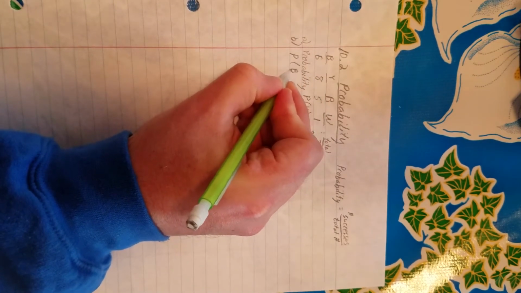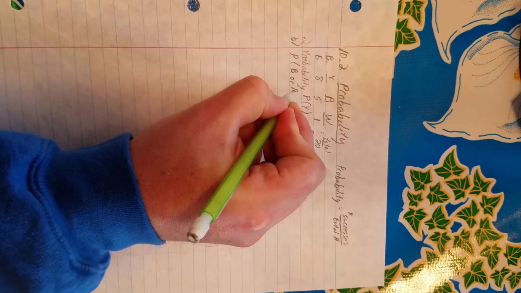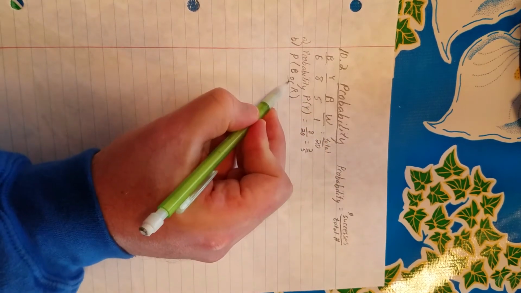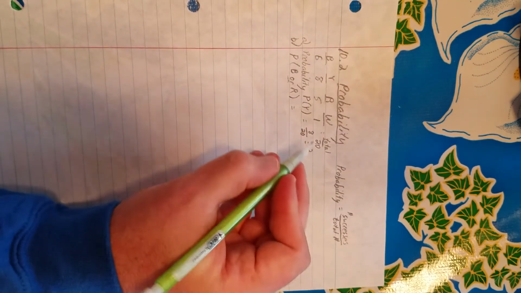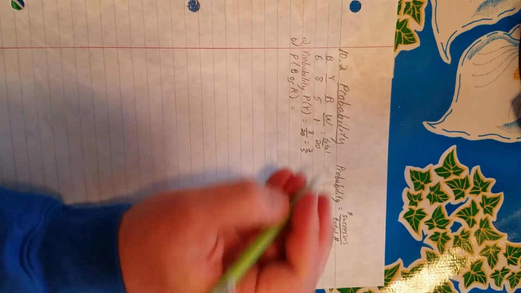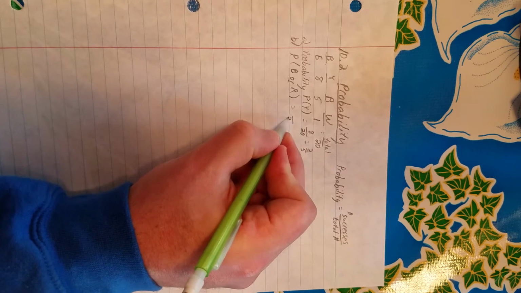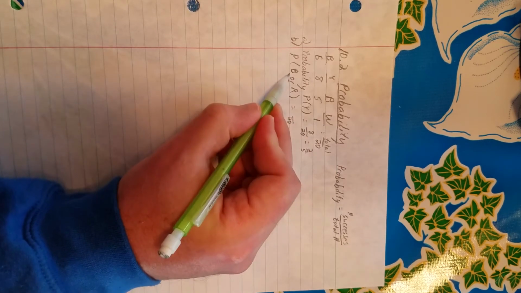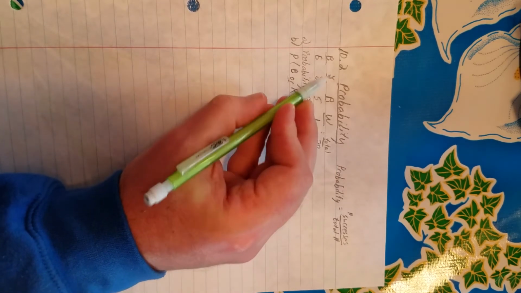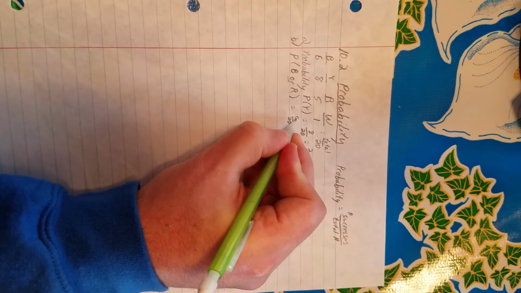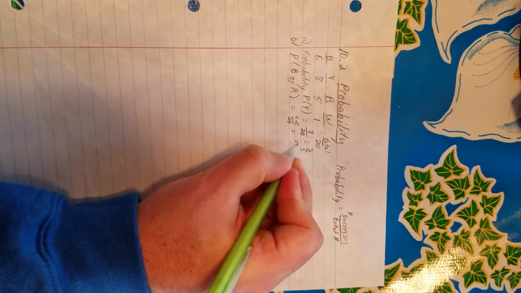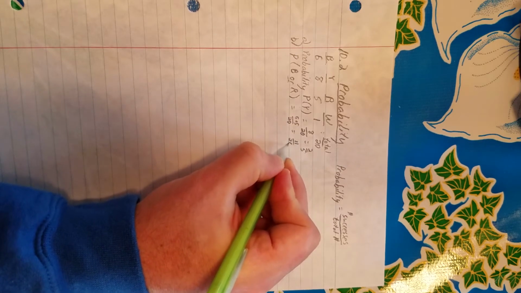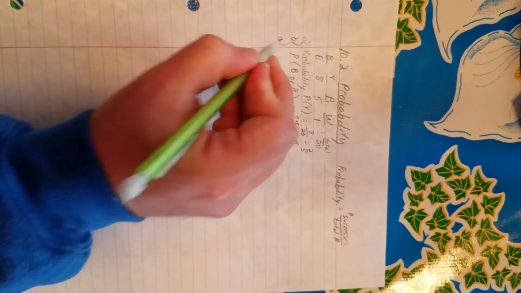What's the probability of blue or red? When you see or, that means we're going to add. The bottom number, the total number, is still going to be 20. But now the top number is blue or red. Blue is 6, red is 5. We're going to add those together to get 11. So the answer is 11 over 20.